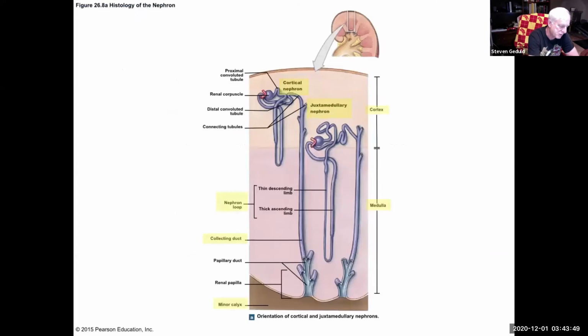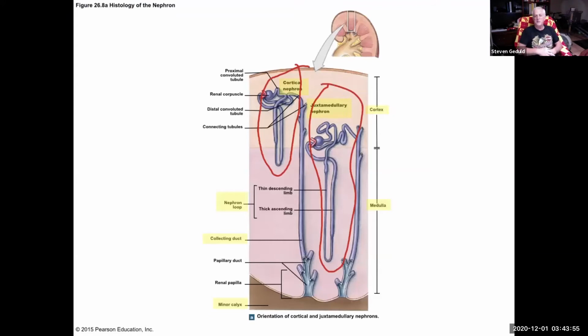Okay, and you can see this is your cortical nephron. This is your juxtamedullary nephron. You can see the difference in how they extend, and they're the same basic structures. They both have proximal convoluted tubules. They both have ascending loops. They both have descending loops. They both have distal convoluted tubules, and they feed into collecting tubules. So the same function, just one's a lot longer and feeds a lot deeper into the medulla than the other one.